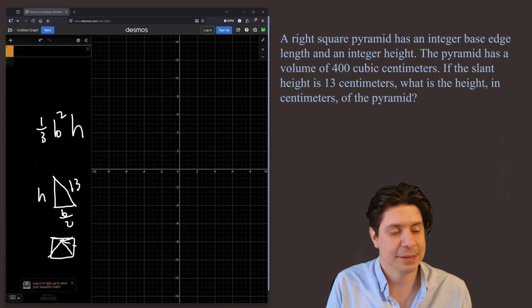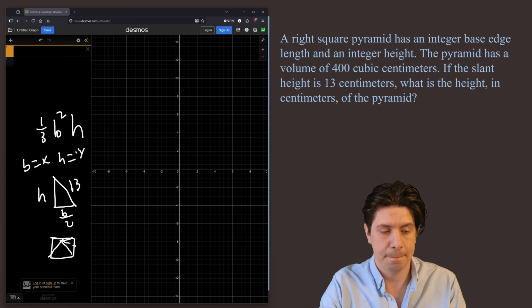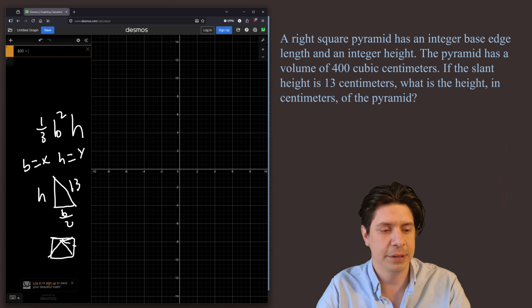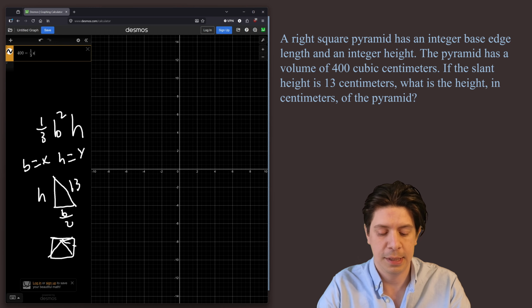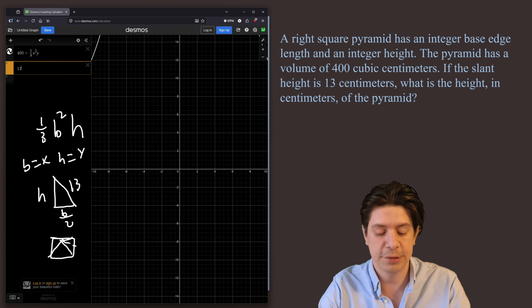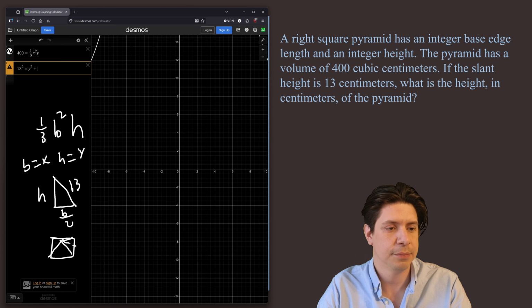So now we can just use Desmos to find this. Let's say b equals x, h equals y, because then we can graph and you'll see what happens there. So I'm going to do 400 equals 1/3 x squared times y, and then I'm going to do 13 squared, using the Pythagorean theorem, equals y squared plus (x over 2) squared, because it's half the base, squared.